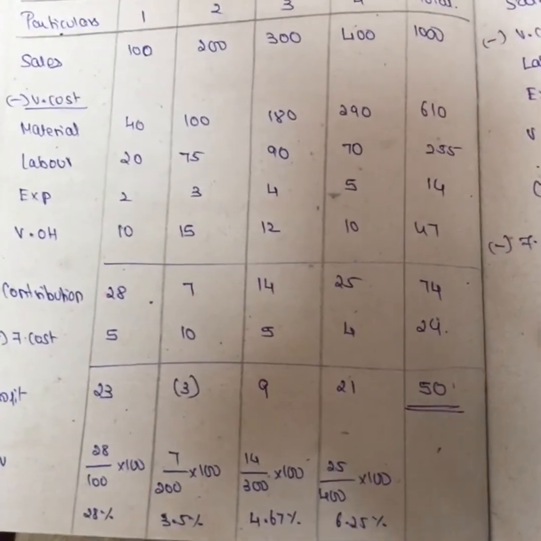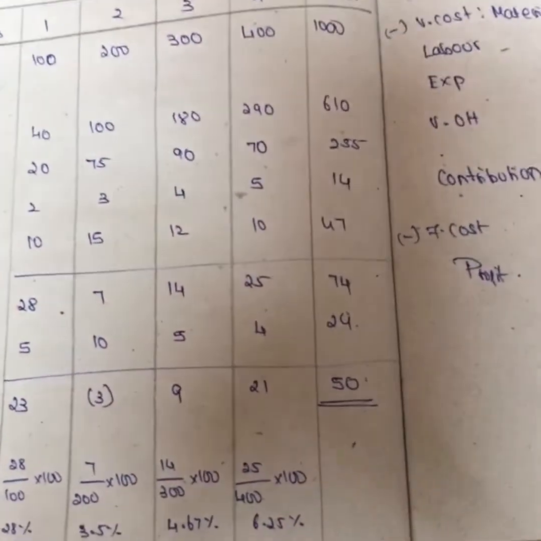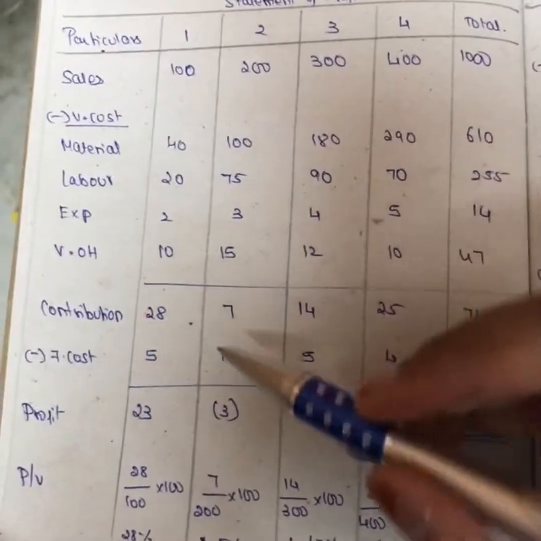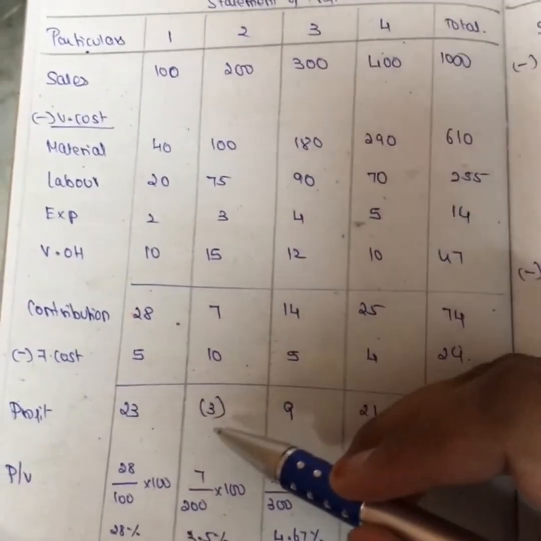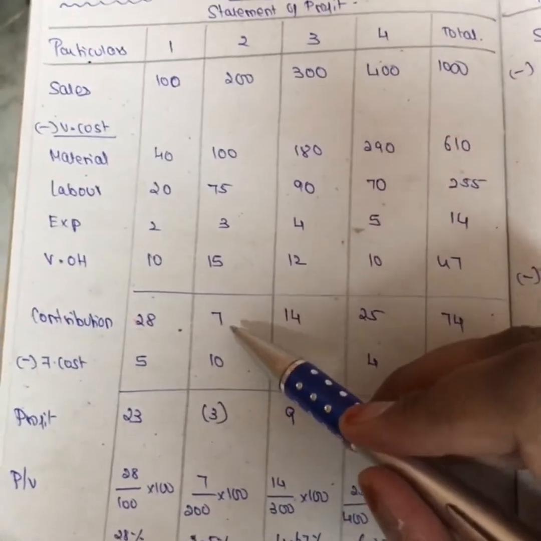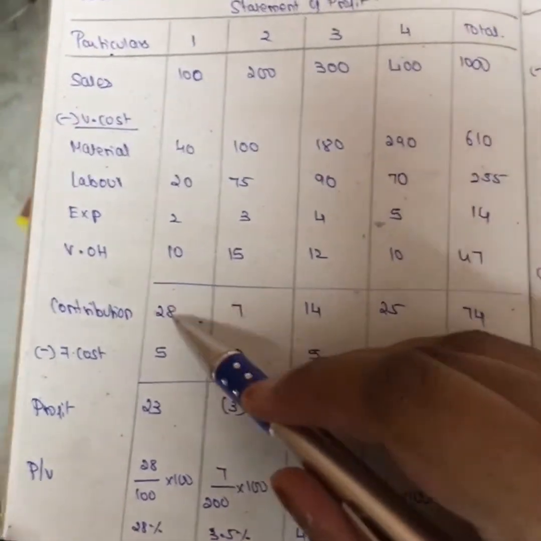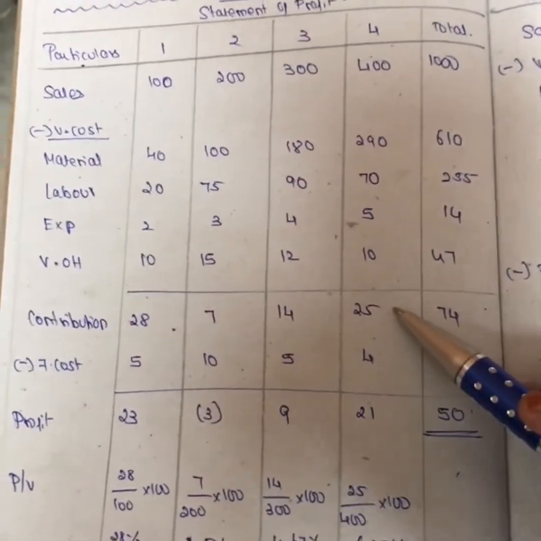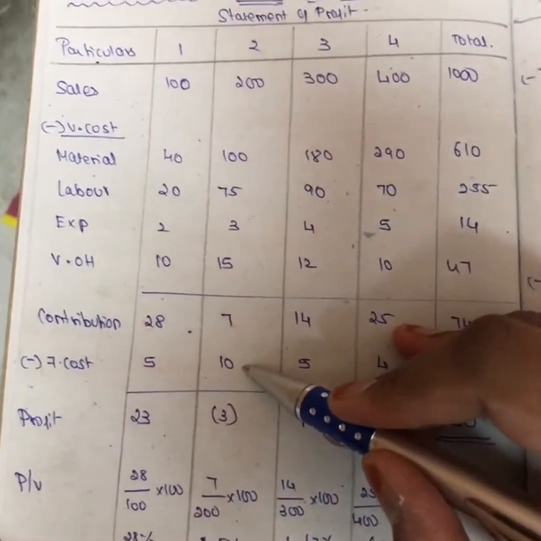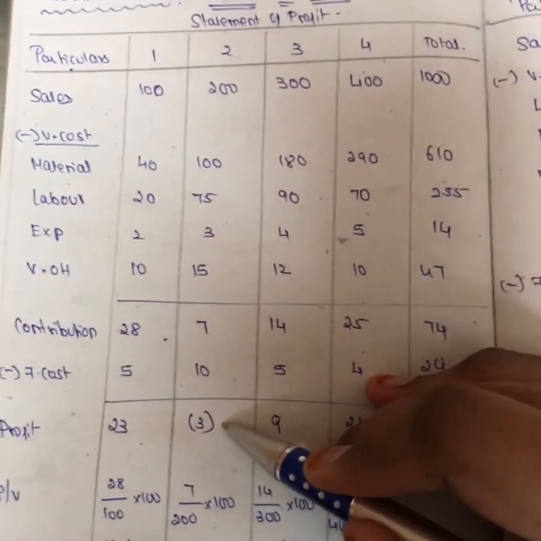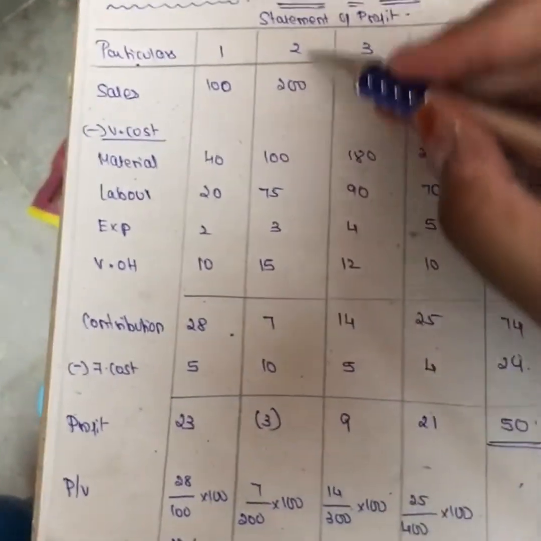Only because of the fixed cost it is showing us less, see here the fixed cost is more here. Because of this only, we are getting a loss of 3. Otherwise we are getting an equally good contribution when compared to department 1, 3 and 4. So what I can say is that if you try to reduce the fixed cost, then we can compensate the profit for department 2 as well.